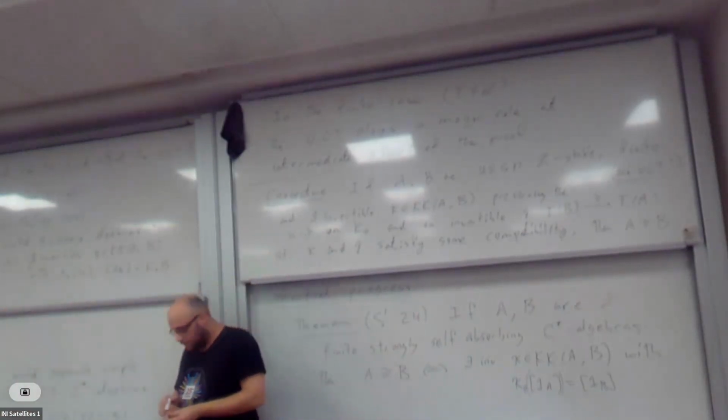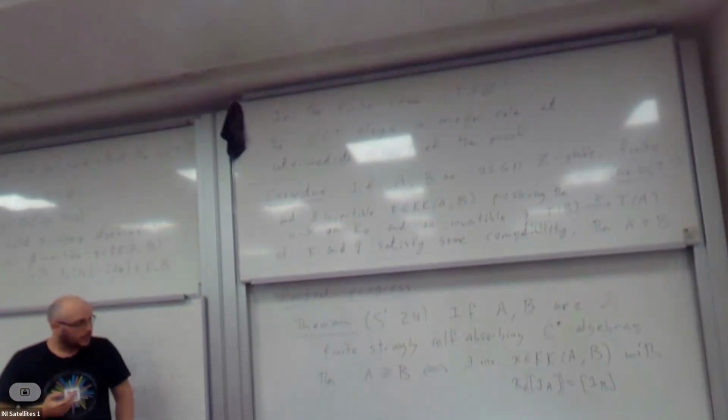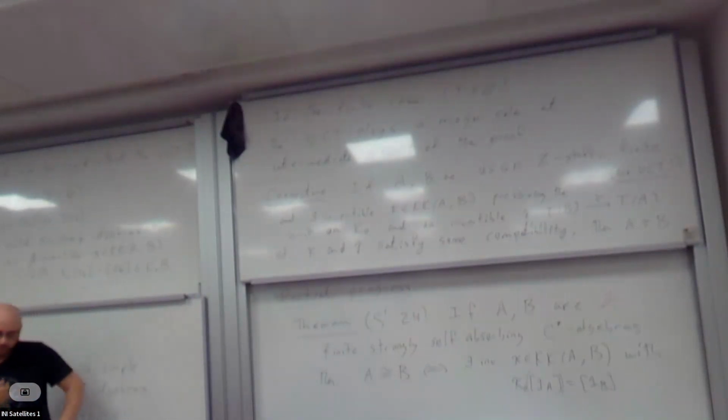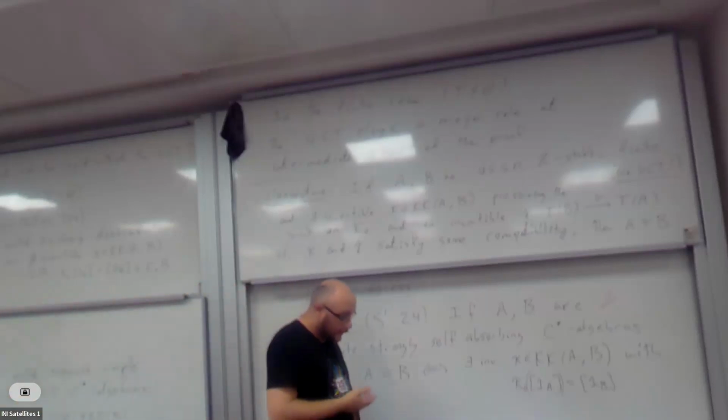But there has been a philosophy for a while, largely pushed by Wilhelm, that these strongly self-absorbing algebras should be a test case for general classification problems. They're incredibly rigid. For instance, if you have two such things, A and B, and A embeds into B at all, then there is only one embedding up to approximate unitary equivalence and also up to homotopy.